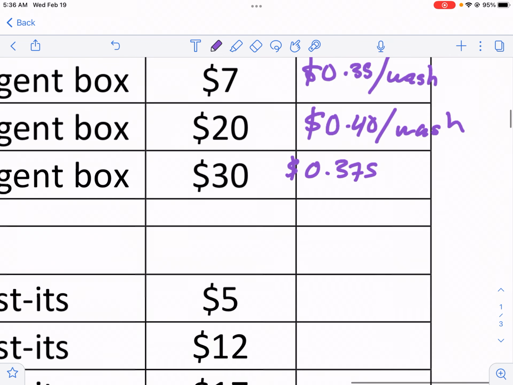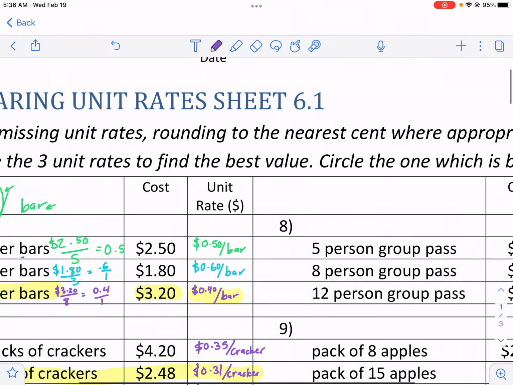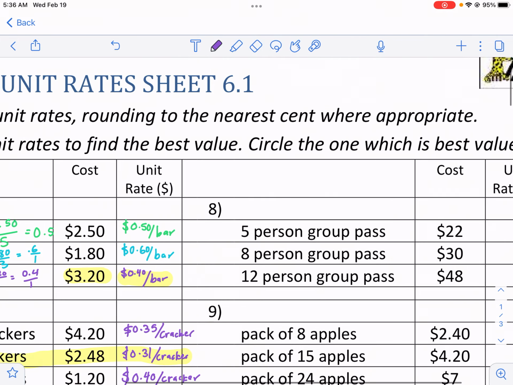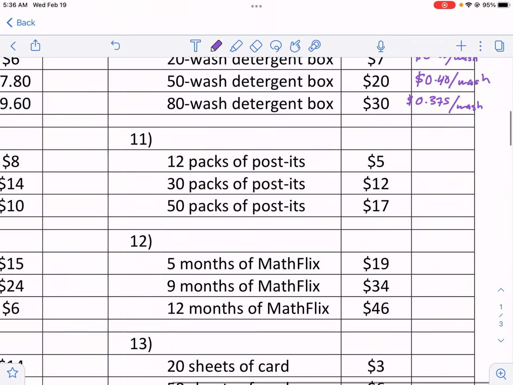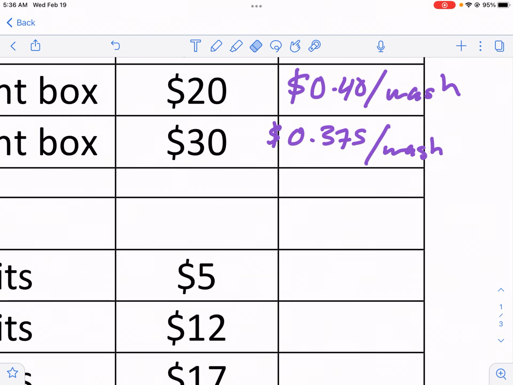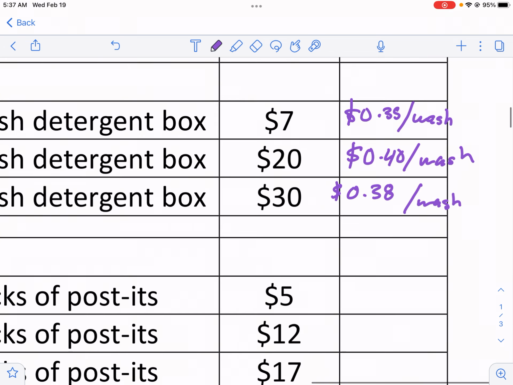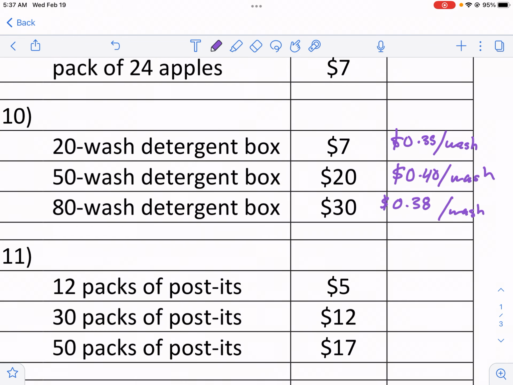Now, here's the deal. If you get something like this, 0.375 per wash, it says to round it. So you're going to round it to the nearest cent. Right here, it says round it to the nearest cent. So this has too many decimal places. So this just means we need to round up. 5 and above, we're going to round up to 8. So we have 38 cents. It didn't matter if it was 37 or 38. The best one is this 20 wash detergent for only $7.